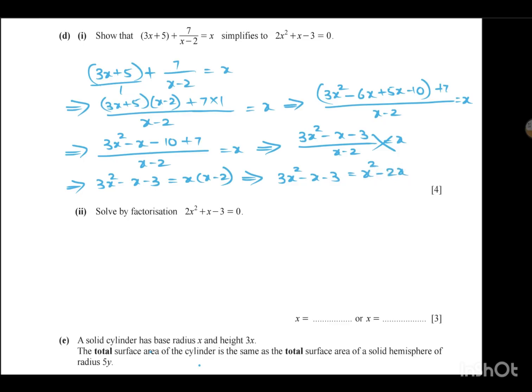Now bring all these two terms to the left hand side. So 3x square minus x minus 3 minus x square plus 2x is equal to 0. This will give you 3x square minus x square is 2x square, minus x plus 2x is plus x, minus 3 is only one constant. So this will be the thing we got, which is already given. Same thing we got. Question number 1 is done. Question number 2.